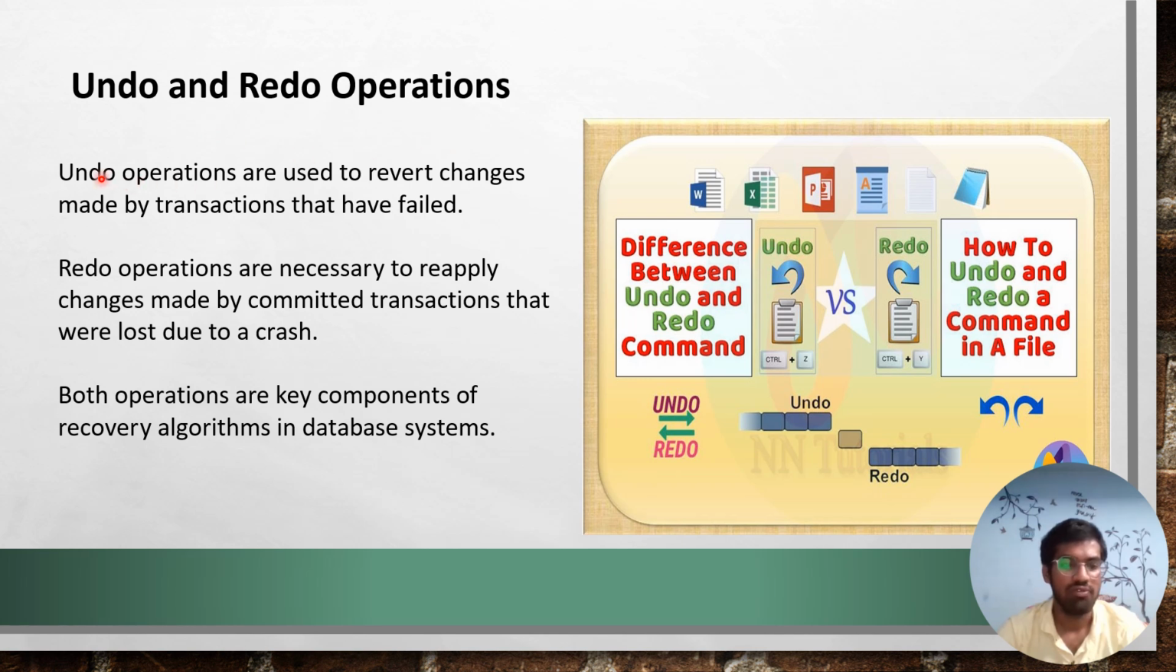After that, undo and redo operations. Undo operations retrieve changes made by transactions that have failed. A redo operation is for reapplying the changes made by committed transactions that were lost due to a crash. Both operations are key components of recovery algorithms in database systems.